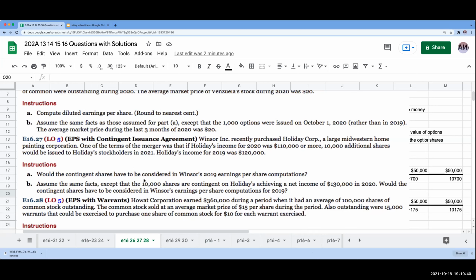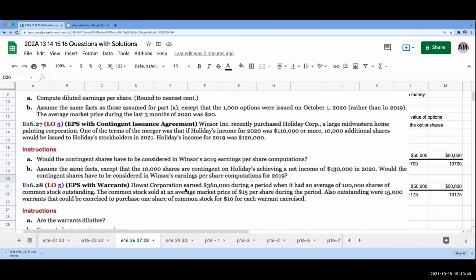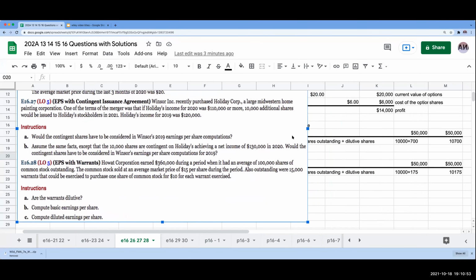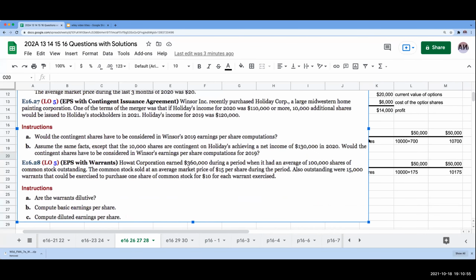Just remember, a lot of these questions are facts and circumstances. The purpose of these exercises is really to get you thinking like a CPA, thinking like an accountant. That's really my goal for you in terms of going through and doing these different types of problems and exercises.